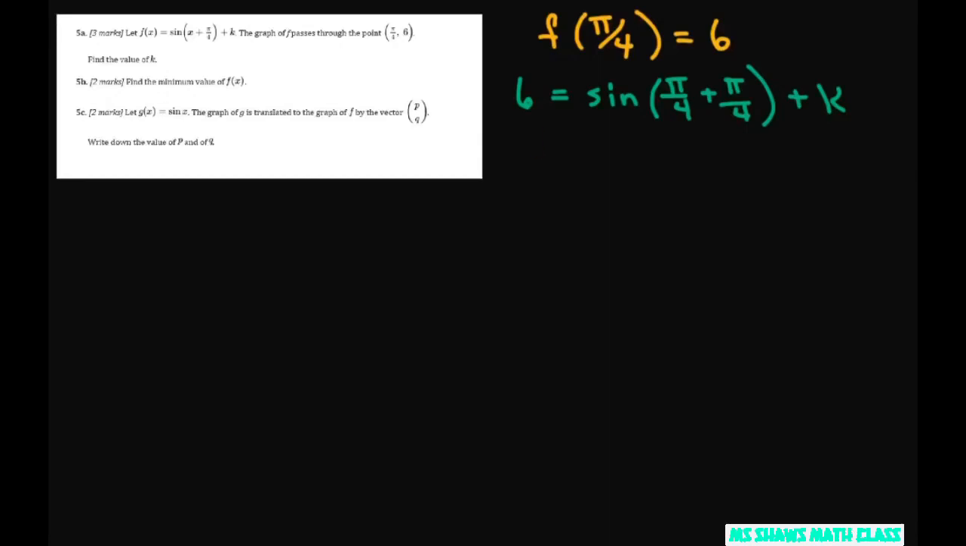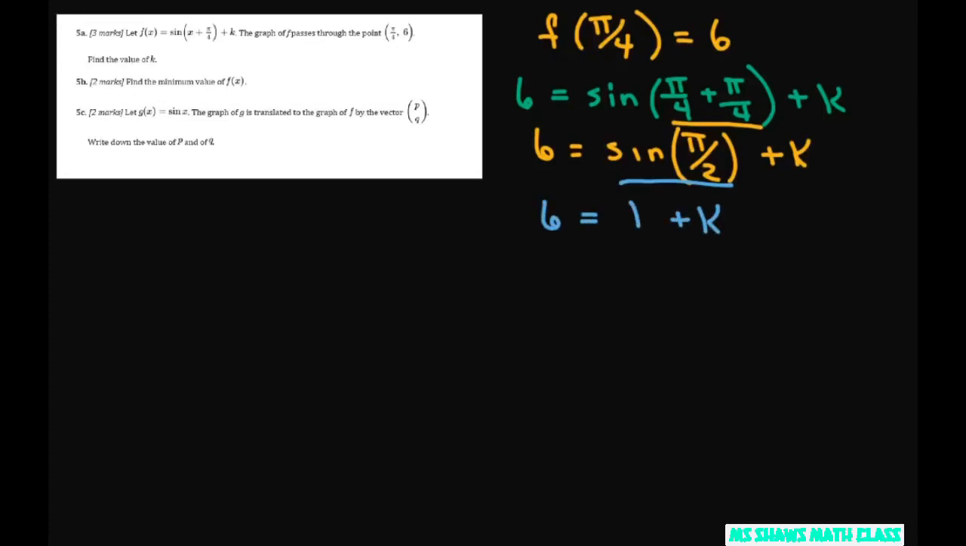So this gives us 6 equals sine of these two together, which is just going to be pi divided by 2. 2 pi divided by 4 is pi over 2, plus k. Now we know that sine of pi divided by 2 is 1. So we get 1 plus k. Therefore, k equals 5. All right.